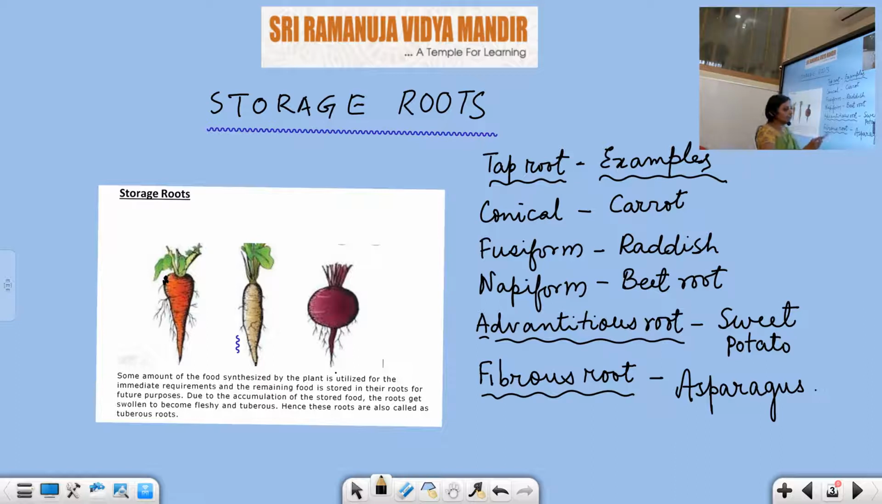And fibrous root, if we see, the example is asparagus. Remember, this asparagus comes so many times in so many of your lessons. So asparagus is a fibrous root. That means a monocot plant.